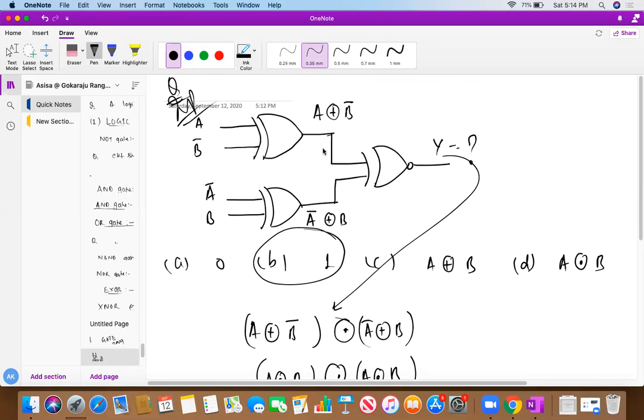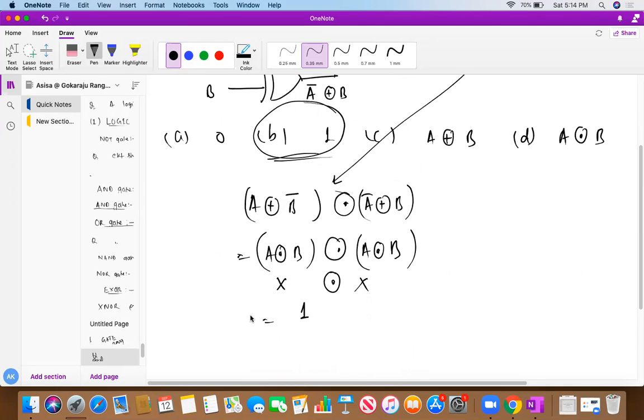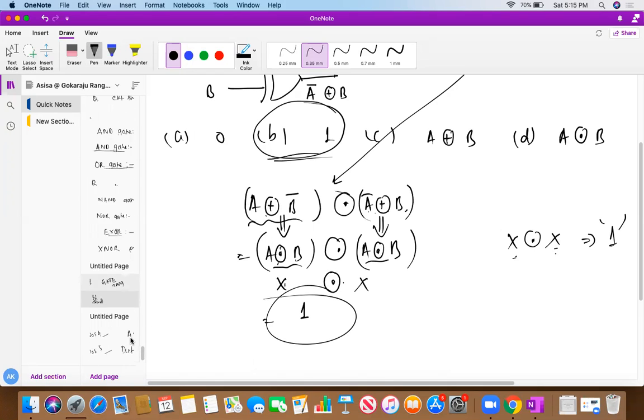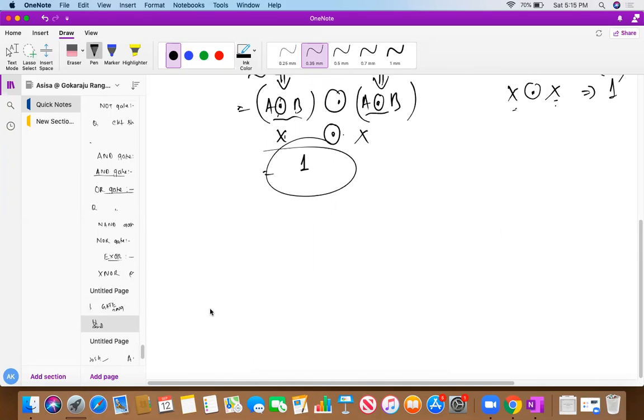They will give logic circuits like this with XOR gates, and finally one XOR gate, and you will be asked what the output is. We know that A XOR B bar is nothing else but A XOR B, and A bar XOR B is also A XOR B. Here, if both inputs are equal, I have taken X. X XOR X, as already proved, gives logic high if both inputs are the same. So my output is 1 finally. There is no doubt. Understand, students? Very simple.